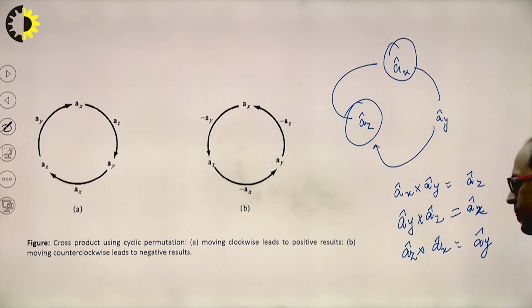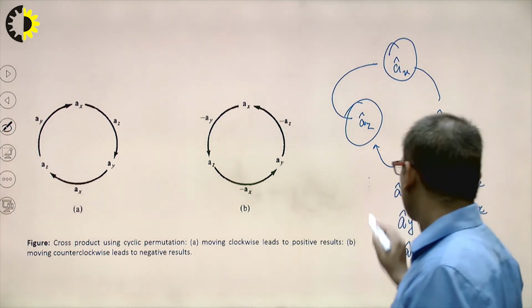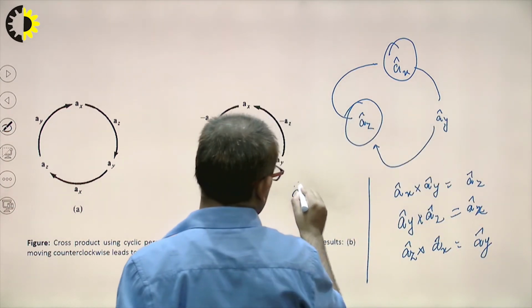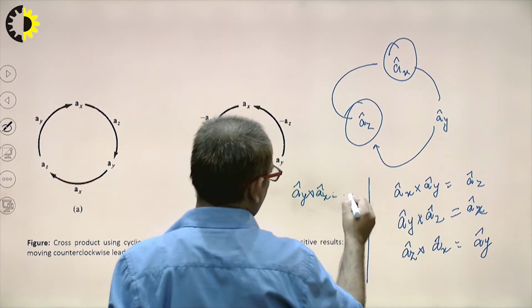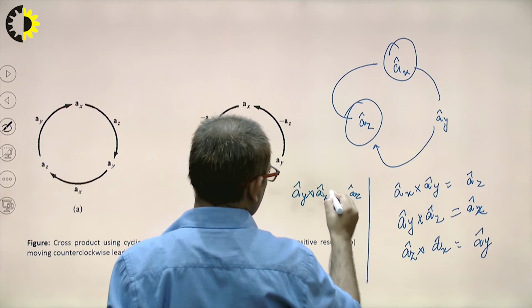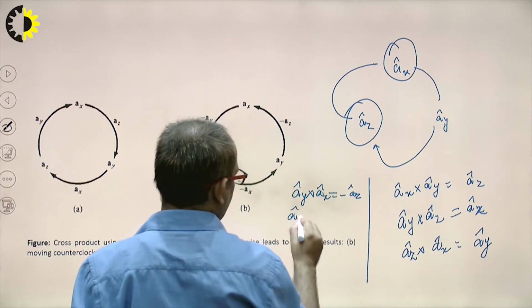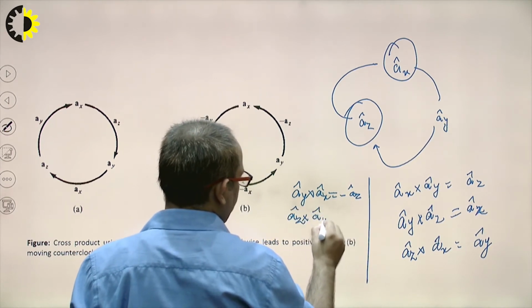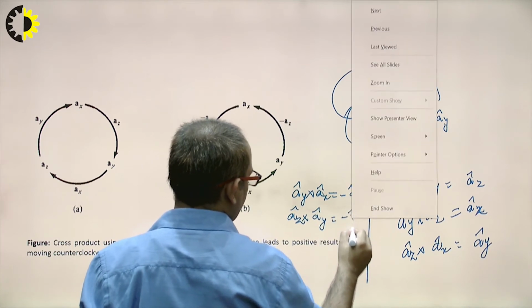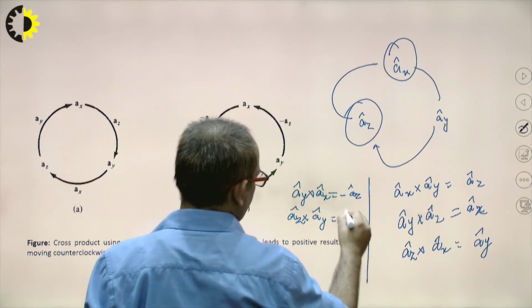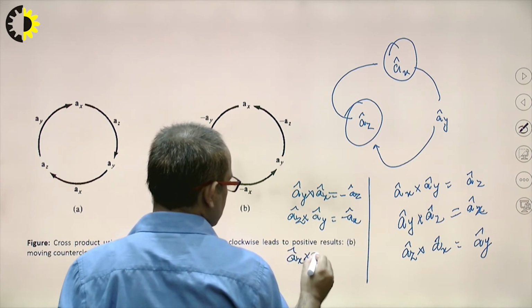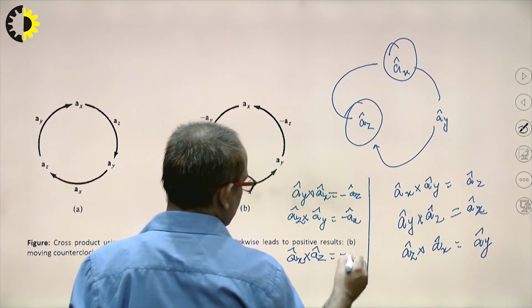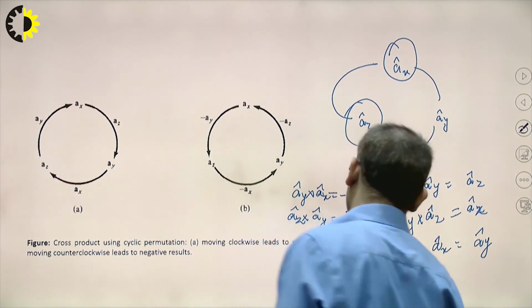cross a cap x, it is always equal to what? A cap y. Clear? Now due to it being anti-commutative, or you can say if I replace this, a cap y cross a cap x will always be equal to what? Minus of a cap z. Similarly, a cap z cross a cap y is equal to minus of a cap x, and here a cap x cross a cap z will be equal to minus of a cap y. Clear?